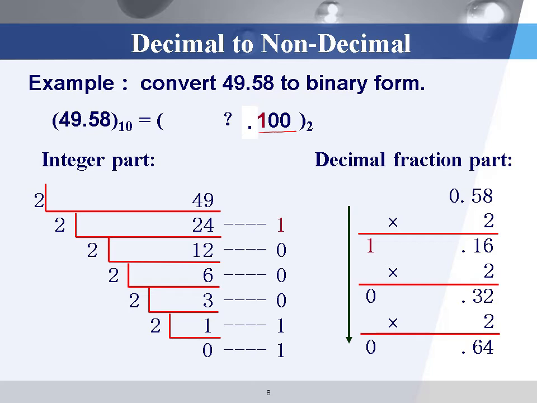So 49 divided by 2, we got 24, and the remainder is 1, and then we divide by 2 again. So we're doing this again and again. Eventually, we got 110001.